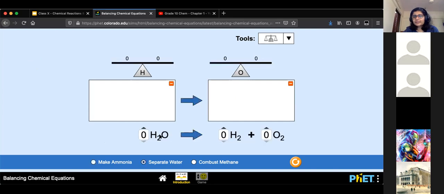So I'll give you an unbalanced equation. This is the separation of water. Water is H2O. We're separating it into hydrogen and oxygen. So this is your initial equation: H2O gives H2 plus O2. Now balance it and send me the answer. Based on how you do it, we'll look at the solution.